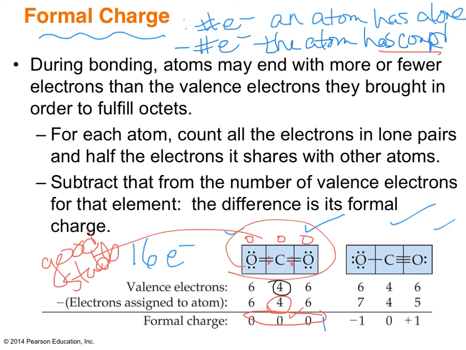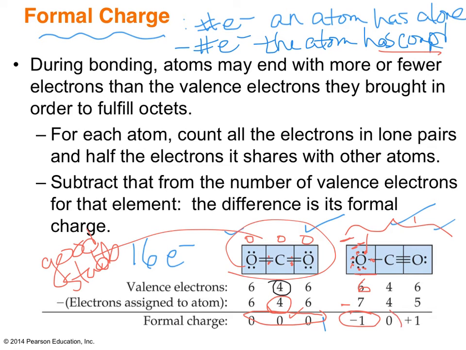Let's look at the other possibility that you might have come up with when drawing a Lewis structure for carbon dioxide. Let's calculate the formal charge for the oxygen on the left. Oxygen always has 6 to begin with. In this particular structure, it has 1, 2, 3, 4, 5, 6, 7. 6 minus 7 is minus 1, so there is a formal charge of minus 1.